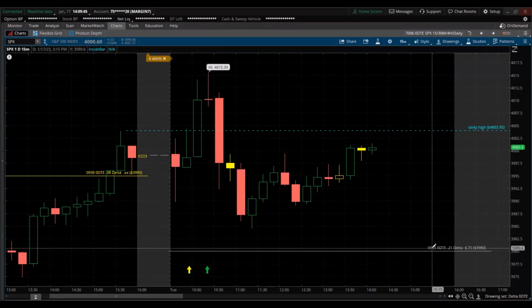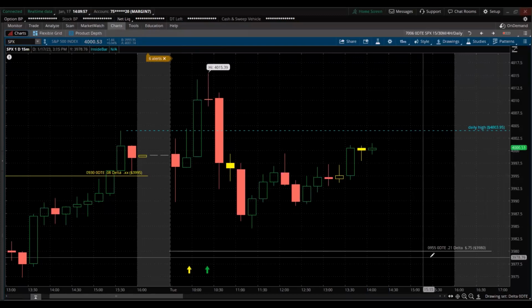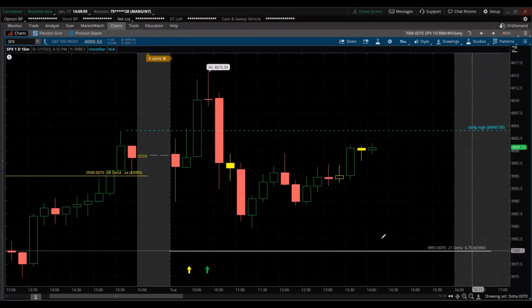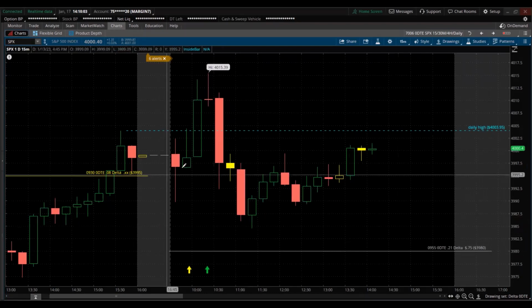That was it. 0.955. At that time, the delta was 21. What's the delta now? Delta 7. See right here, column delta. And I collected 75 per spread. Okay, that was my strike. So you're going to see 39.80. I was far away at that one.